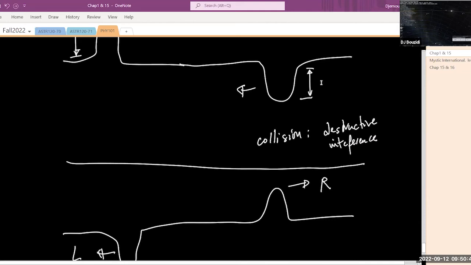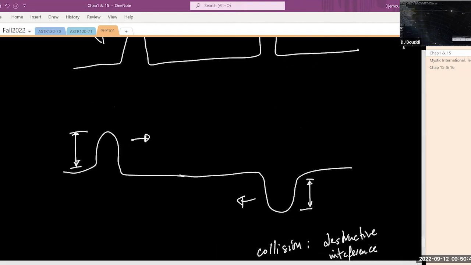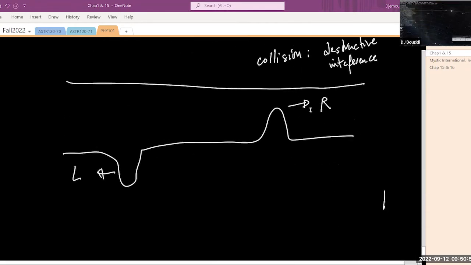For some reason, my camera is not coming up and it looks kind of strange. Sorry about that, guys. Let me try to turn it off and turn it back on. No, still not showing. Sorry about that.